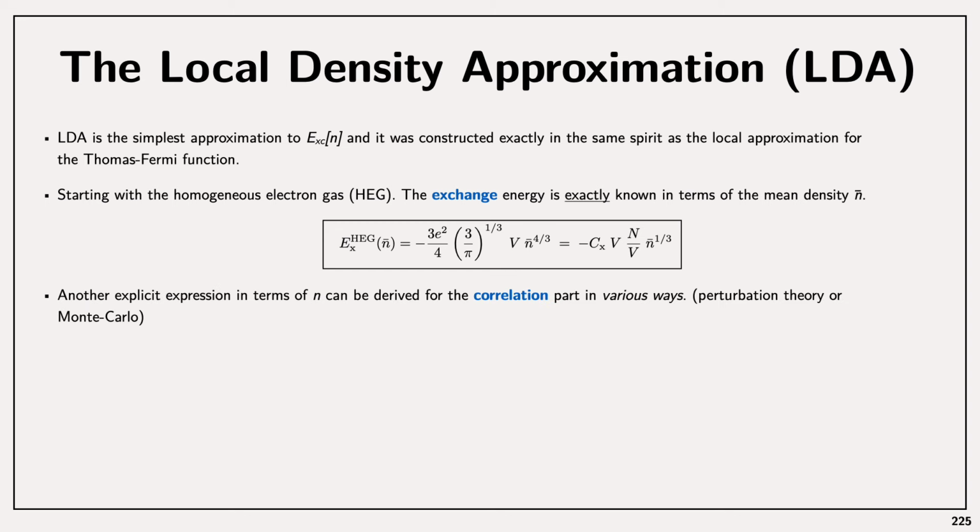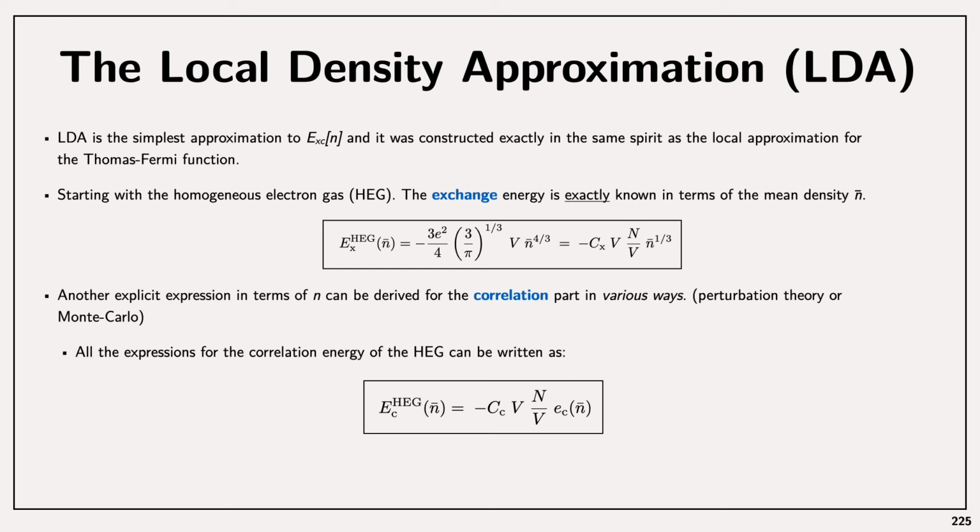Similarly, we can calculate the correlation piece for the homogeneous electron gas. This one is not exact. We cannot really calculate it analytically, but it can be calculated numerically. There have been different methods to do that historically, one of them being the quantum Monte Carlo approach, the very well-known approach from Ceperley-Alder, allowing us to get essentially the exact correlation for the homogeneous electron gas.